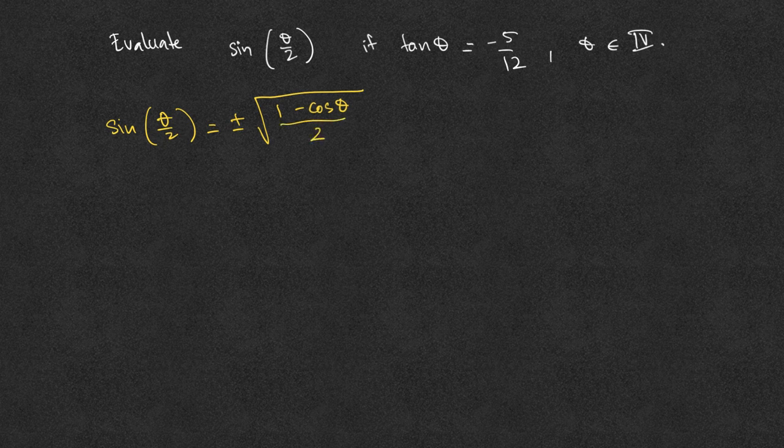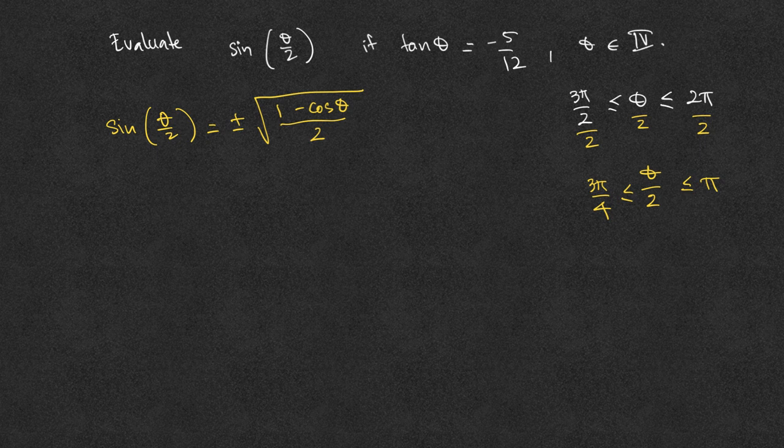If we know what cosine of theta is, we can plug it in and evaluate this. But first, we should take care of the plus or minus sign. We were given that theta is in the fourth quadrant, meaning theta is between 3 pi over 2 and 2 pi. To obtain theta over 2, we simply divide by 2, but if we divide one part by 2, we have to divide every single part. Theta over 2 is therefore between 3 pi over 4 and pi.